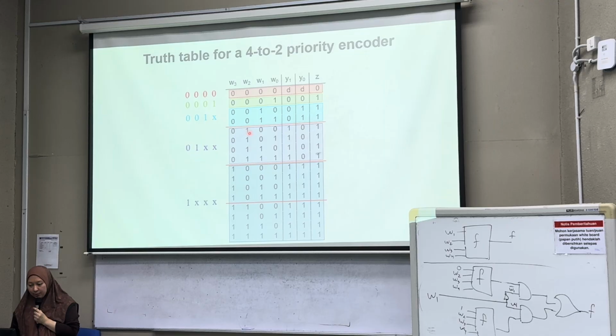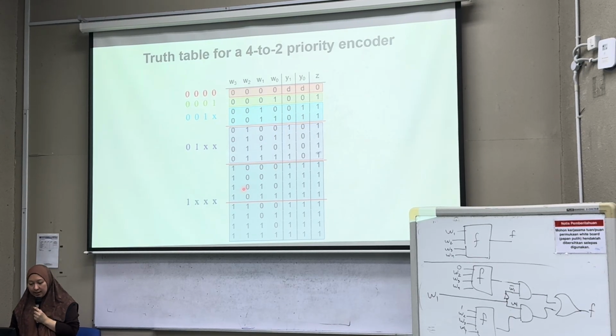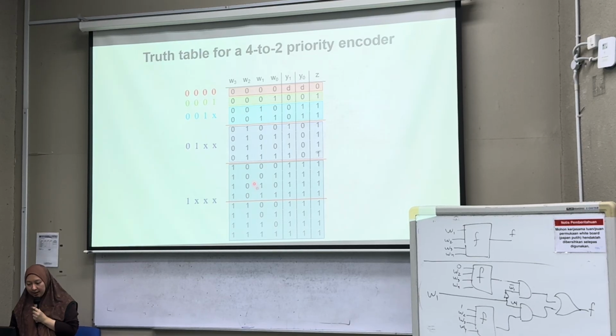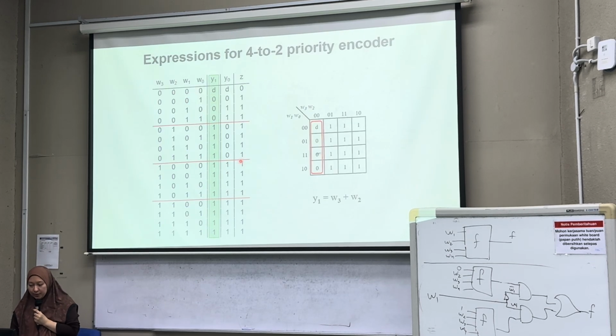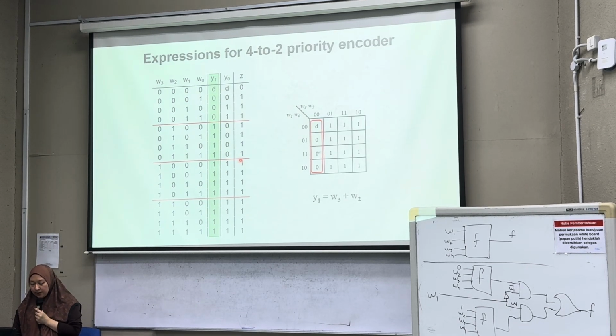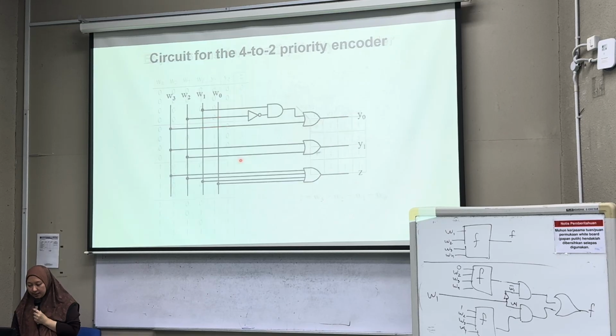And then here, for example, when w2 is 1, we don't care what w1 and w0 are. Okay? So y1 and y0 is always 1, 0. And here, when w3 is 1, we don't care what w2, w1 and w0 are. The MSB is already 1. So that is a criteria. From there, you get your SOP functions and SOP circuit.